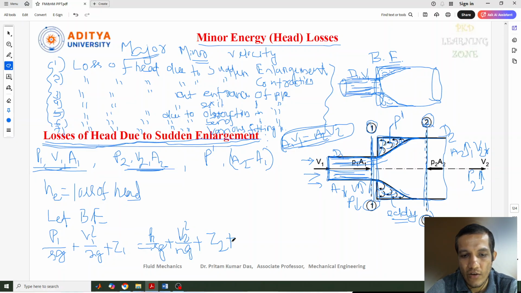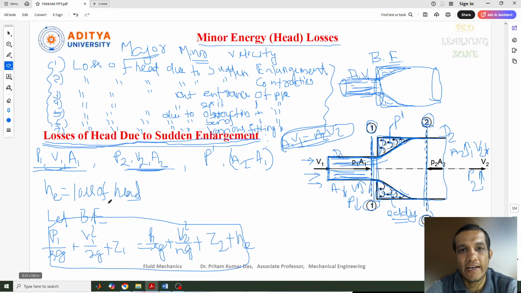Then after that, what is the loss that happened? That is the loss of head due to sudden enlargement, that is HE. So this is the Bernoulli's equation which we have already derived previously. Now we can see pressure energy or pressure head, and this is velocity head, and this is datum head. So this datum head or potential head we need to consider.